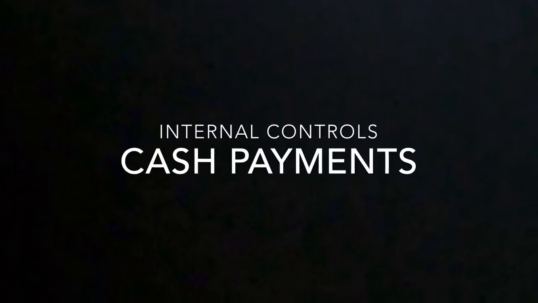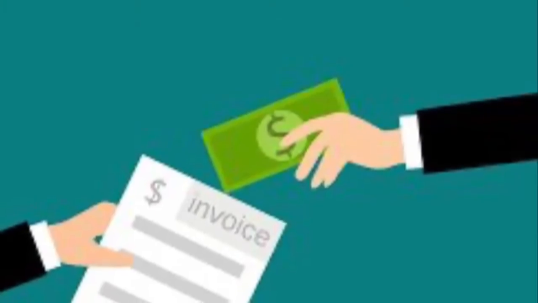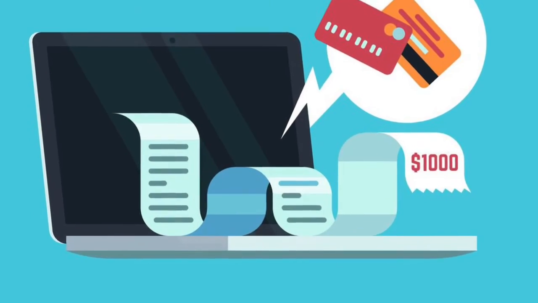Here are a few internal controls over cash payments. One option is to avoid at all costs mailing cash. Another option is to have all checks require 2 signatures to authorize the check. And then a third option is to adopt an electronic payment system.